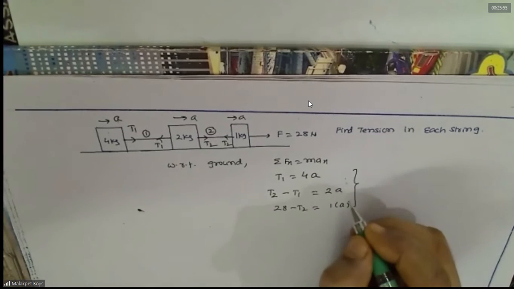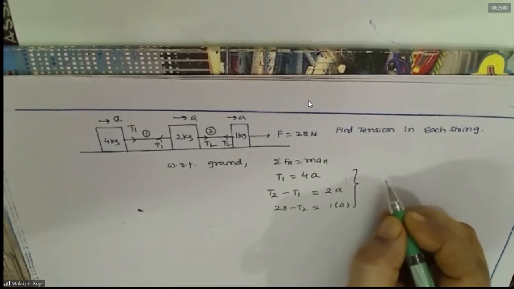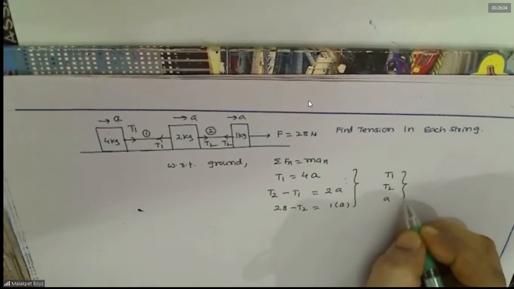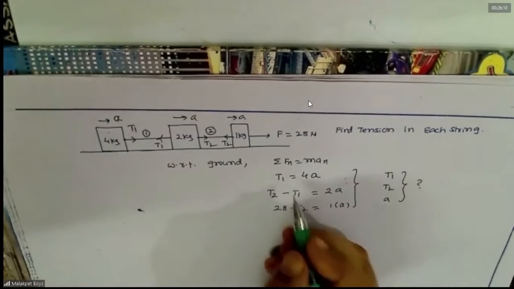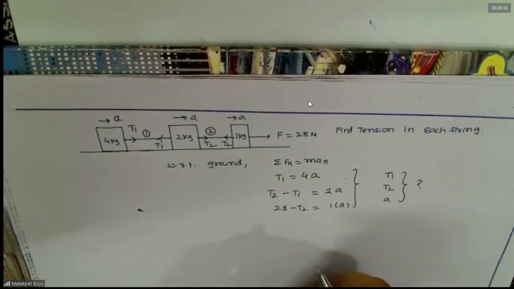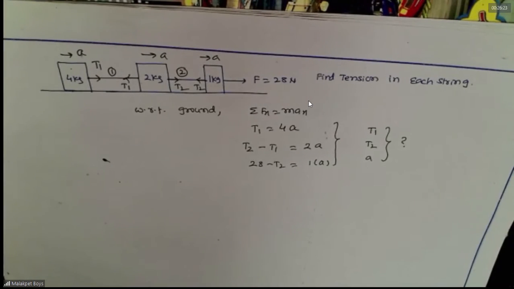How many equations are there? 3 equations, no? Now can you solve these equations? T1, T2, a: 3 equations, 3 unknowns. Simultaneous equations, can you solve or not? Or shall I solve? Yes, sir, we can do. Substitute here, you will get T2, substitute here, you will get a. Once you get a, the problem is solved, no? Sir, one doubt: every block has the same acceleration, I didn't understand that part.